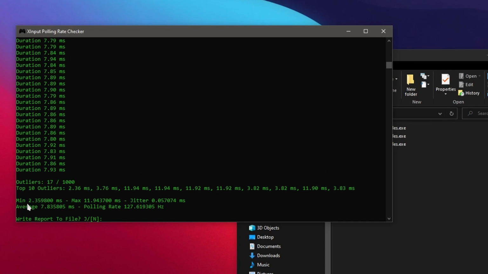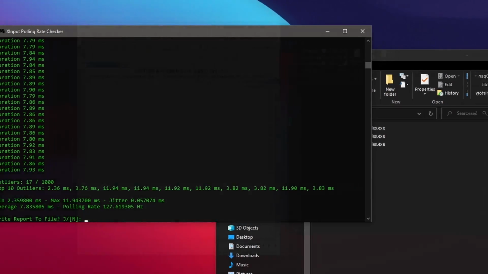Alright, so looking at the results here, we have minimum input delay is about 2.35 milliseconds. Maximum, so when it's slowest, is about 12 milliseconds. On average, we're getting about a 7.83, and the polling rate is 127. So let's transfer these results onto our spreadsheet.